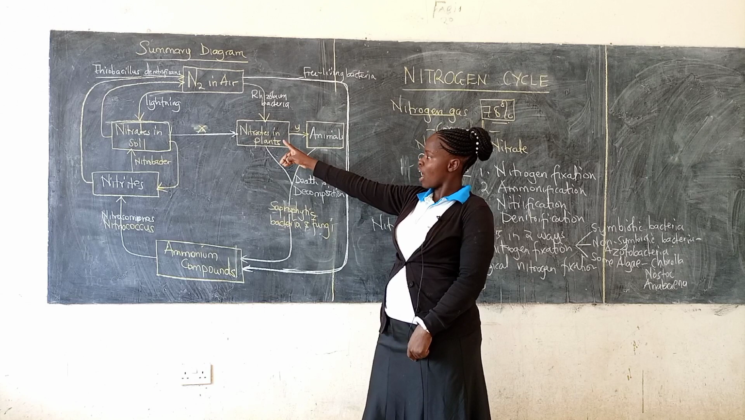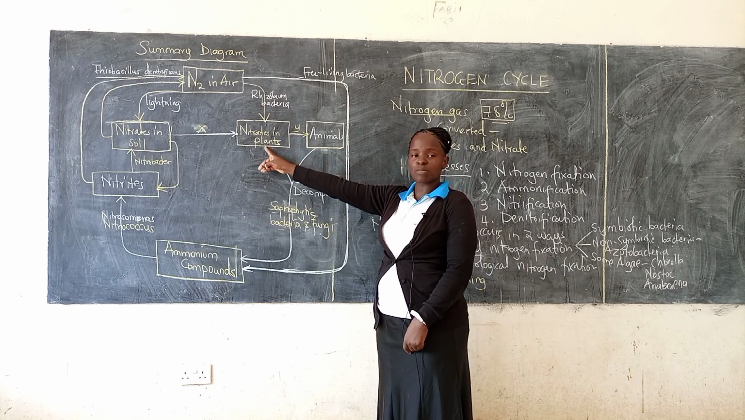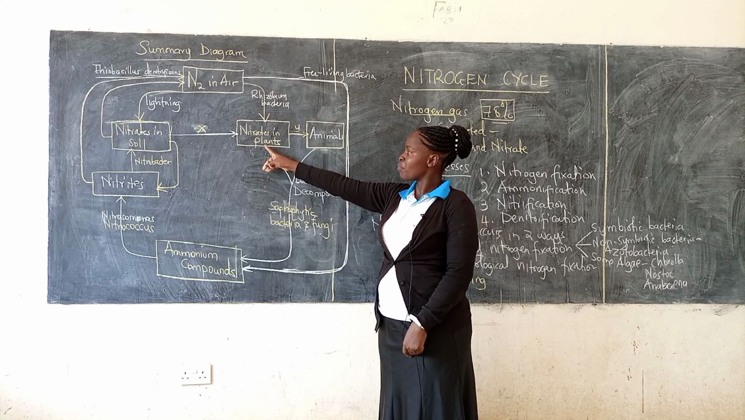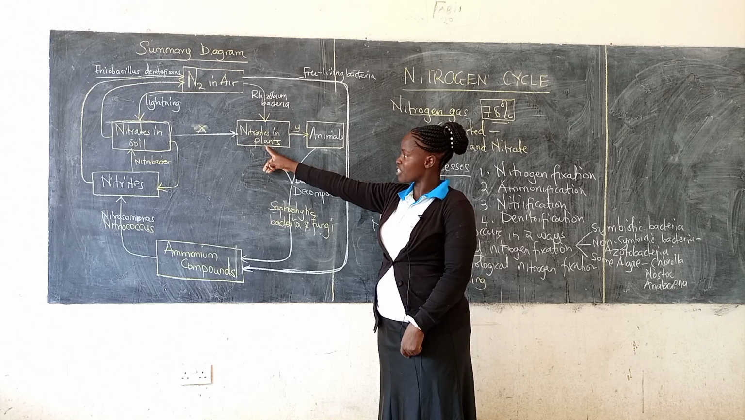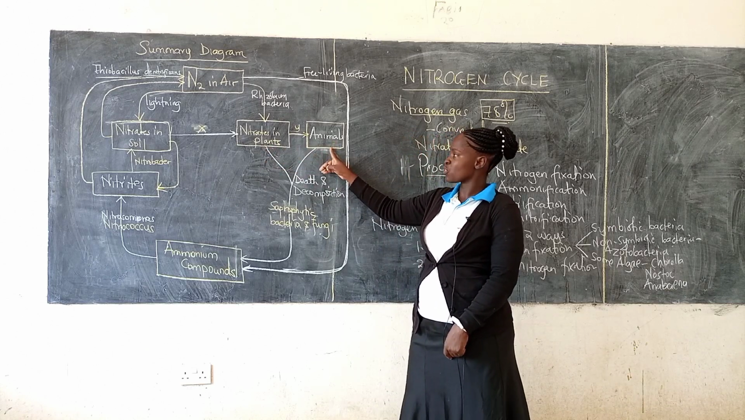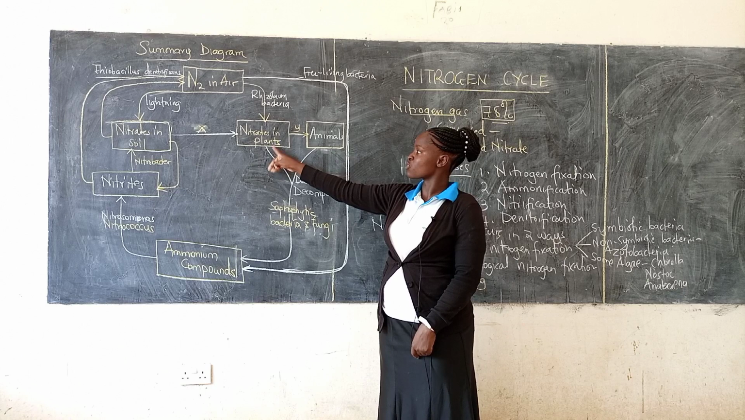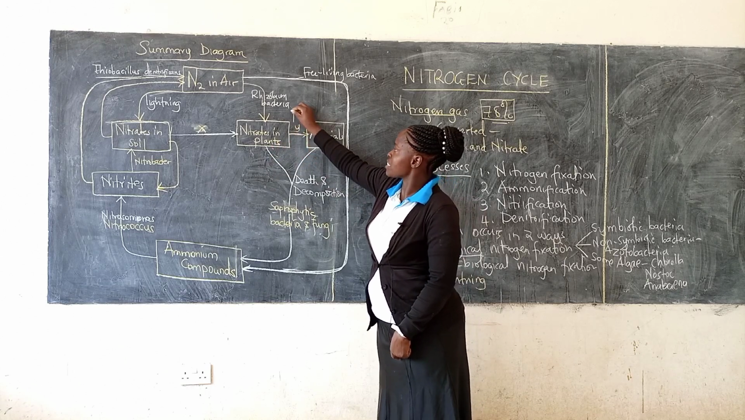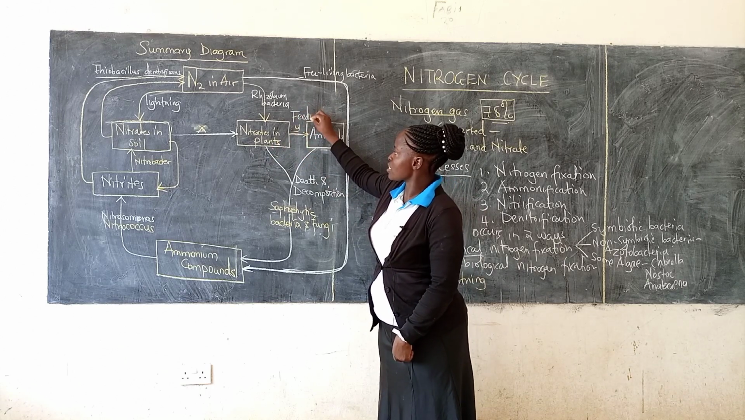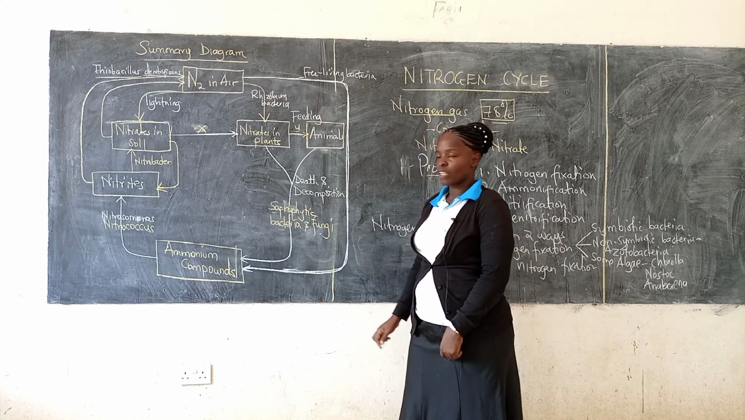So the big question is, how do these nitrates, which are plant proteins, reach the animals? The animals can only get these nitrates through feeding. So Y here is representing feeding. The process there is feeding.